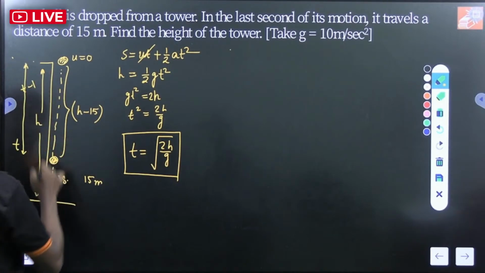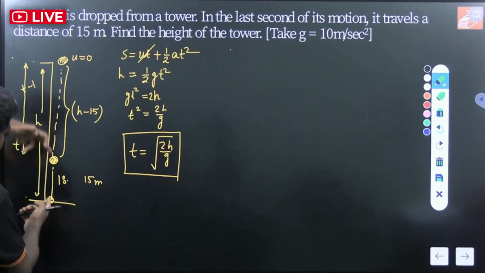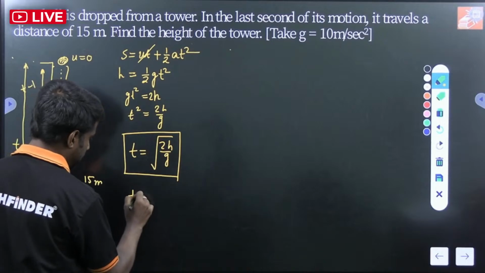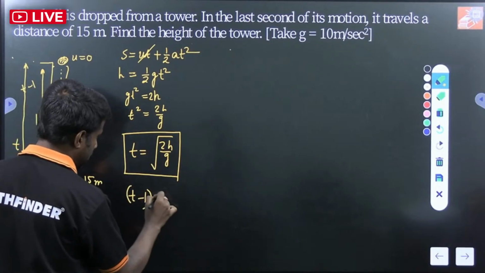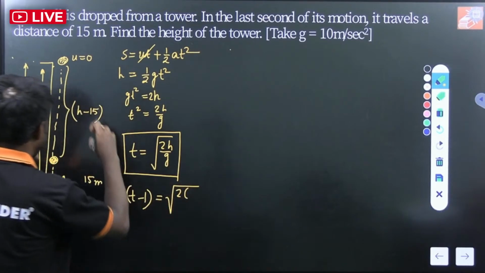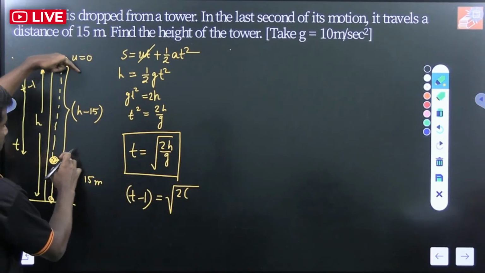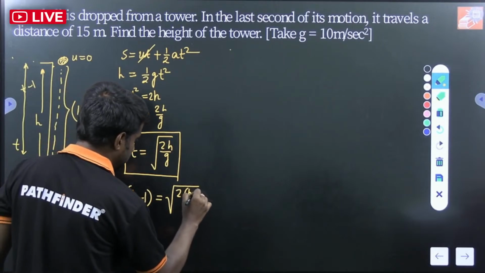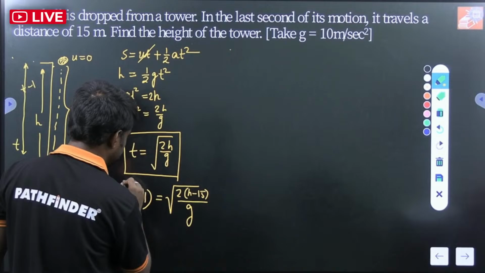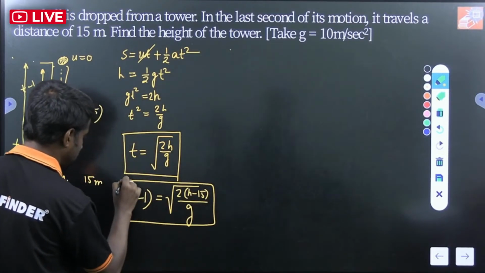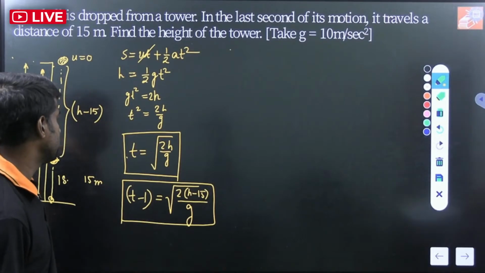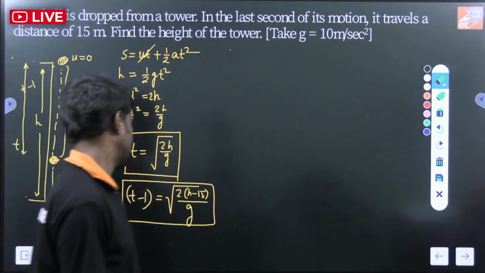According to our question, this time should be t minus 1, because it was 1 second, so this will be t minus 1 second. So now we can write t minus 1 second equals root over 2 into h minus 15 by g. So we now have two equations, and we have to solve these two equations to find the h value.